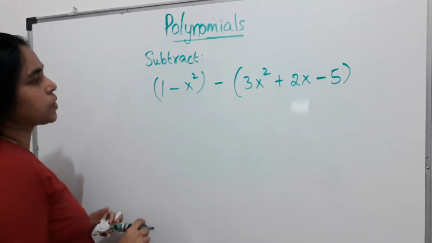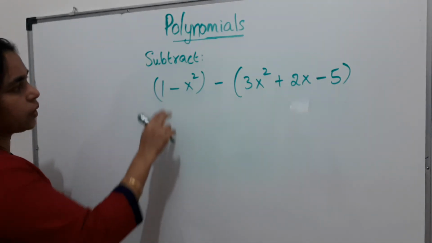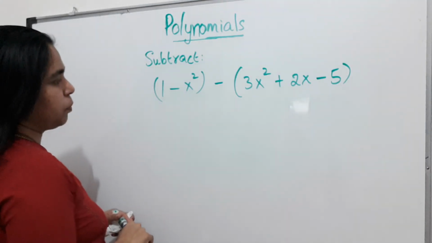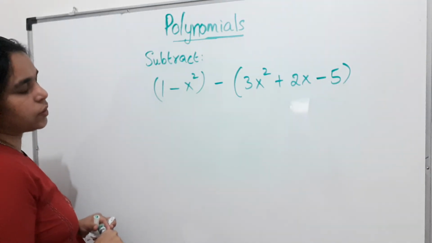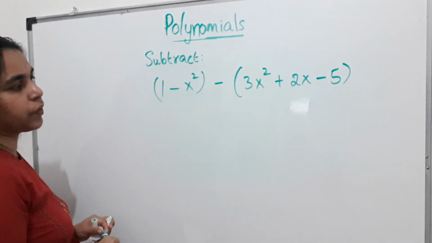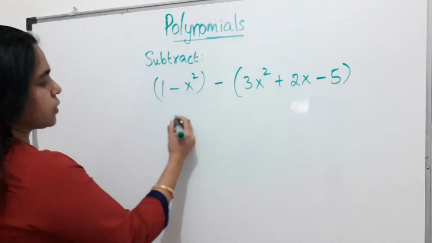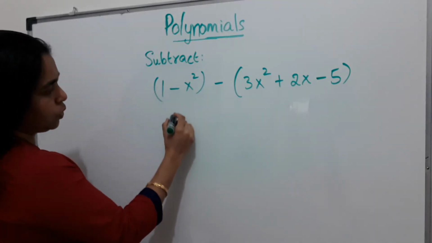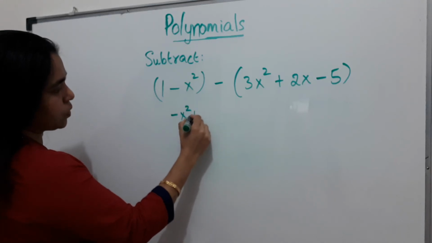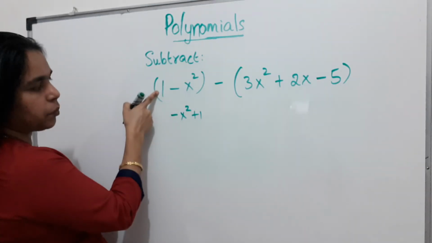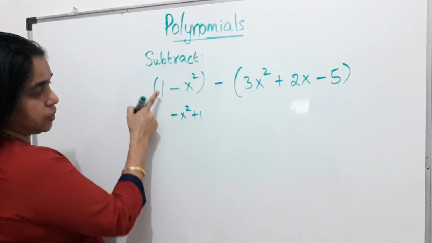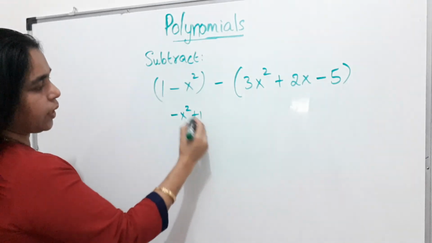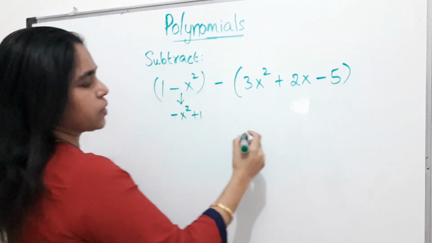Now we are going to see about subtracting two polynomials. Here you are subtracting 3x squared plus 2x minus 5 from 1 minus x squared. In this case also you have to write everything in standard form. Standard form means a decreasing order of the powers. So minus x squared plus 1, because there is no sign in front of the 1, you have to take it as plus. This is how you write the first one in standard form.